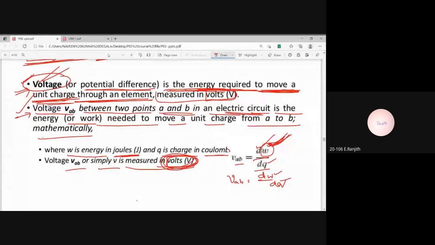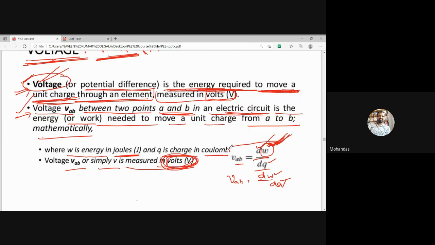Voltage or potential difference is the energy required to move a unit charge through an element, measured in volts. Voltage between 2 points A and B in an electric circuit is the energy or work needed to move a unit charge from A to B. Mathematically it is denoted as VAB equal to dW by dQ.